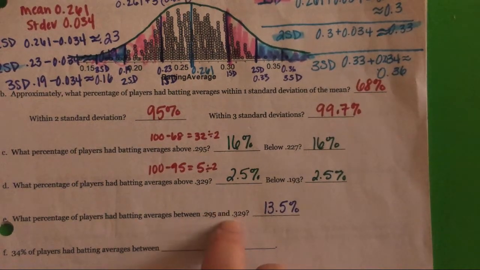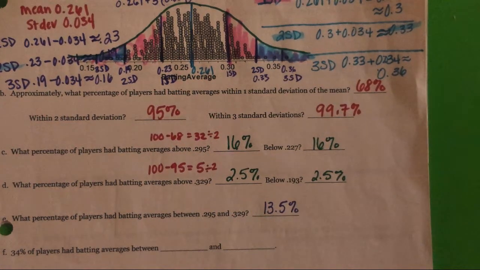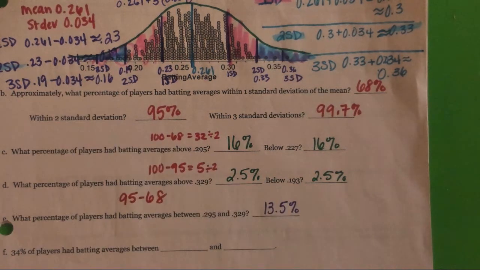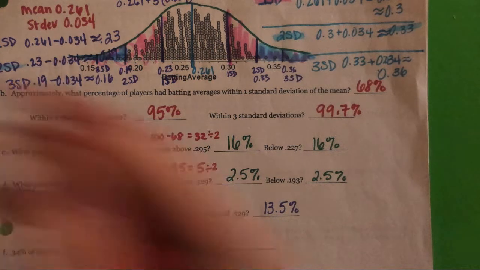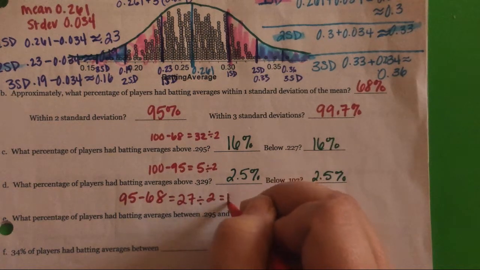Okay, so it says how many are between 0.295 and 0.329. So they're asking for how many are between 1 standard deviation and 2 standard deviations. And didn't you and I just calculate this yesterday? Yes. 95 minus 68 was what? It was 27. Okay, 27, then divide that by 2, and you get 13.5, and that's how we got that 13.5.